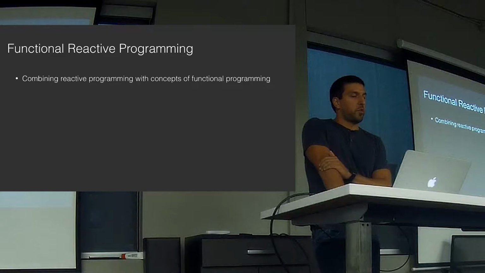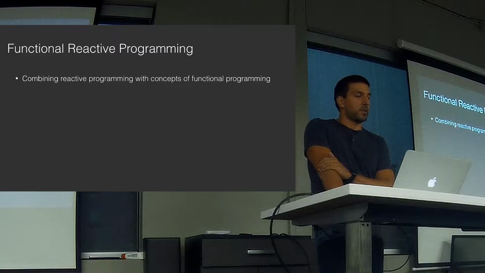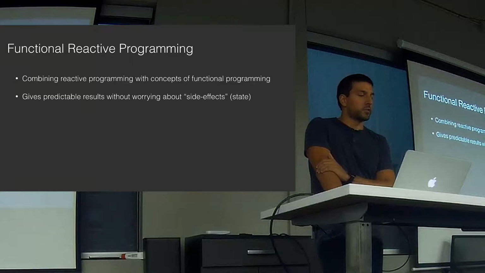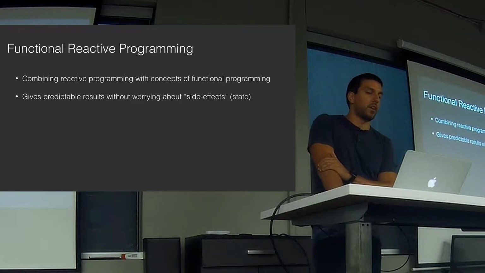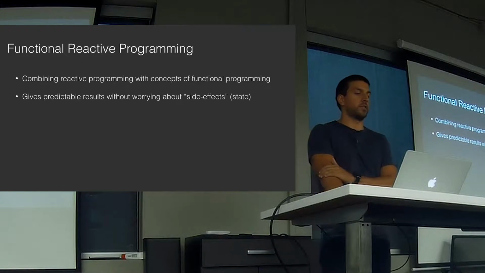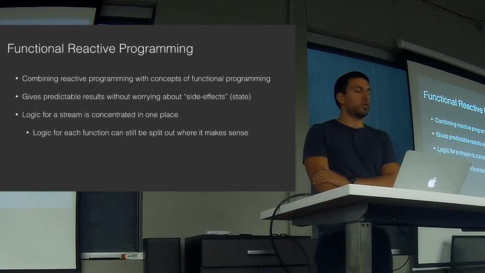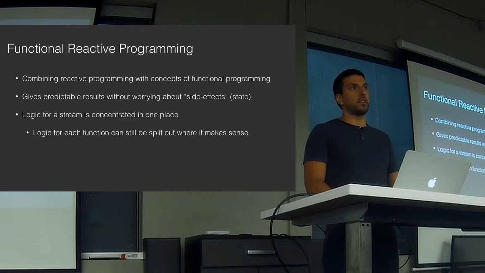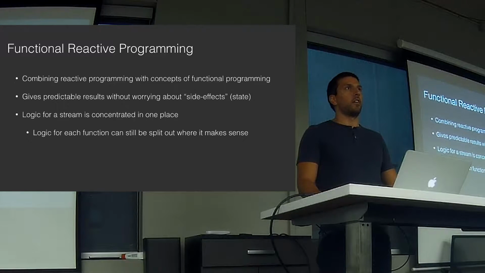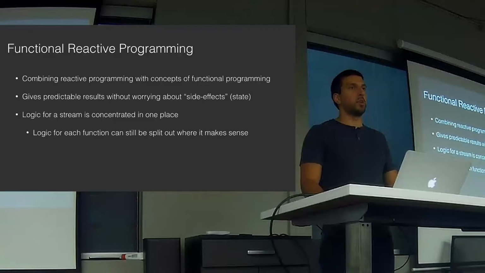So functional reactive programming combines those two concepts, and that's what is used to describe RxJava. It gives predictable results without worrying about side effects, or at least minimizing the amount of state that we have in our classes. And logic for one stream is concentrated in one place. The functions that compose that stream could be split across different classes, but the actual stream reads like a sentence, it's in one spot, and it's easy to follow.